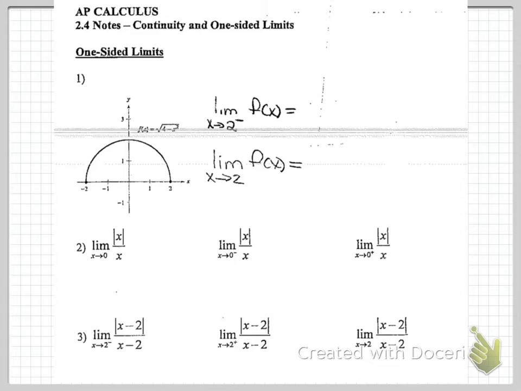For number one here, just a reminder of what one-sided limits are and how they work. This first one, we're asking for the limit as x approaches 2 from the left, remember that's what that symbol means, from the negative side or from the left, of f of x, which is this half of the circle here. So I'm looking at 2, make sure it's positive 2 and not negative 2. So I'm looking at that side from the left. As you get closer to positive 2 from the left, you're approaching 0.